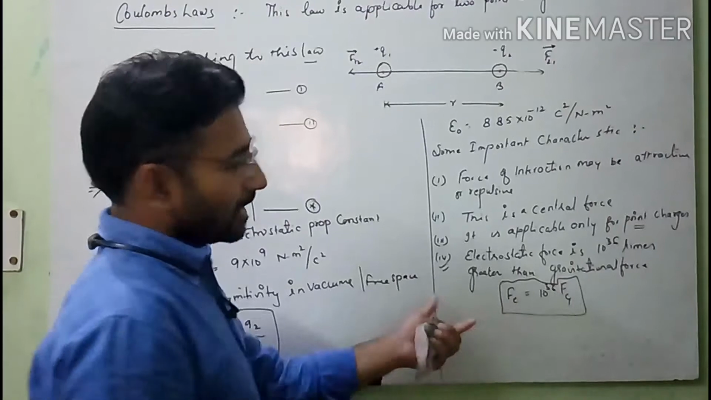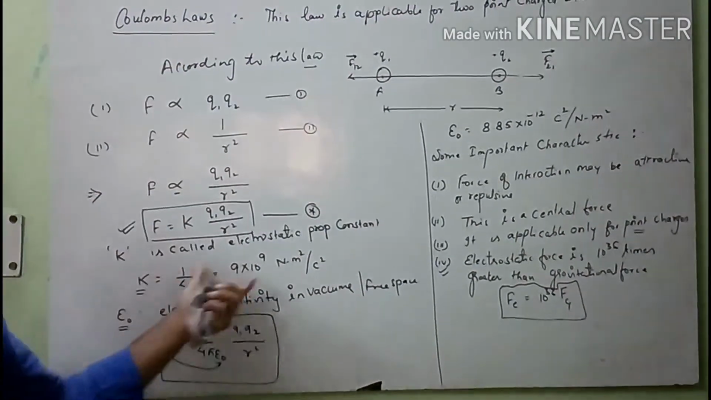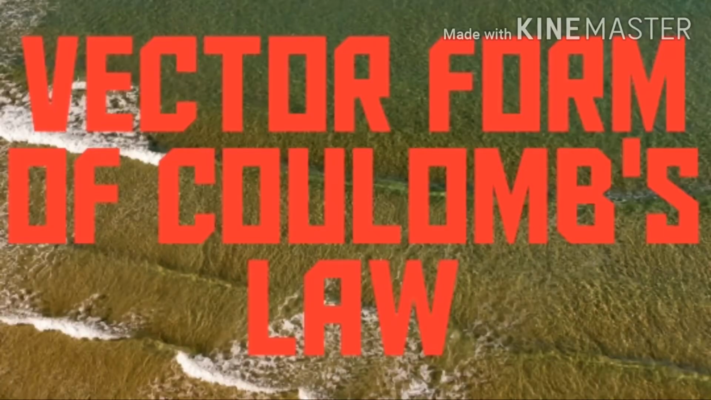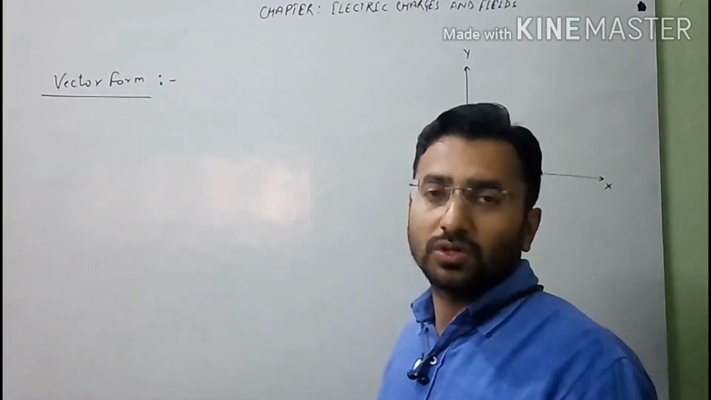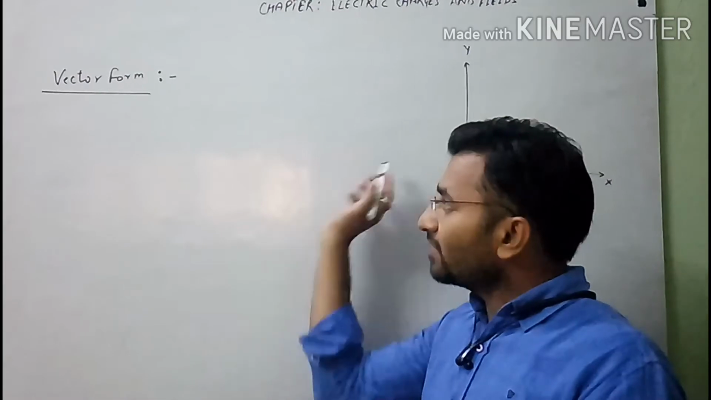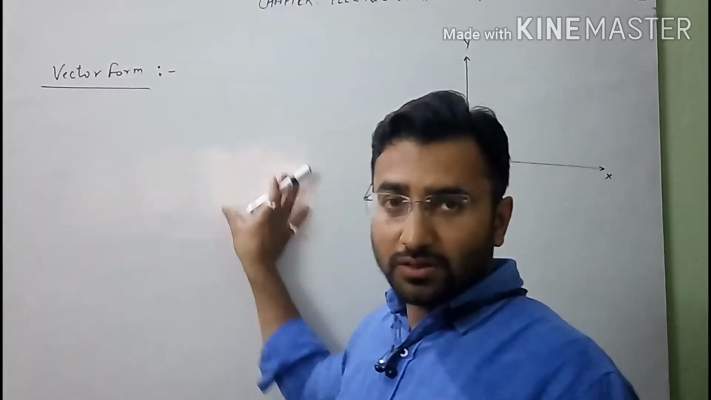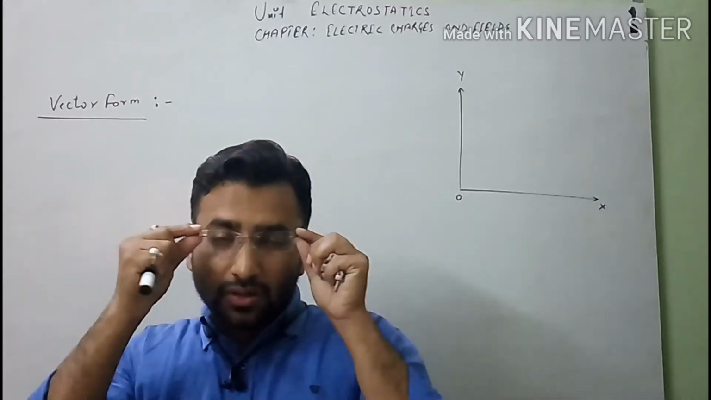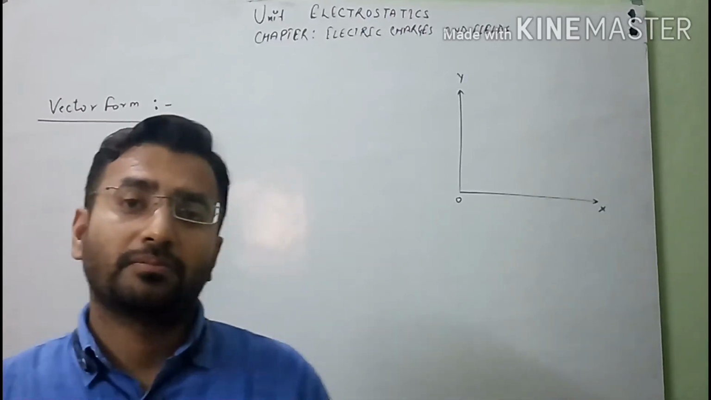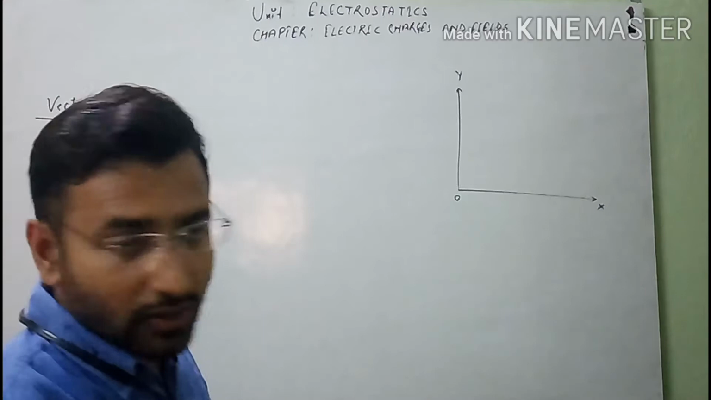After that, I will discuss the vector form of Coulomb's law. And why are we doing this? When you solve this fully, you will get at last that Coulomb's law follows Newton's third law, meaning it obeys Newton's third law, action and reaction. Let's see how it obeys.